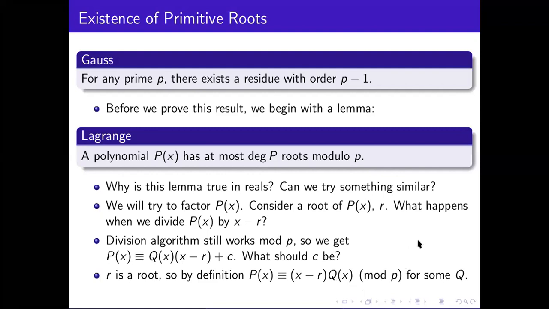And now we're done by induction. If there are any more roots, they have to be roots of Q, and then Q can be factored again. We get another polynomial Q2 and continue factoring until there are no more roots. Every root generates a different linear term, and we can't have more linear terms than the degree. So P(x) has at most degree P roots. Does this make sense?